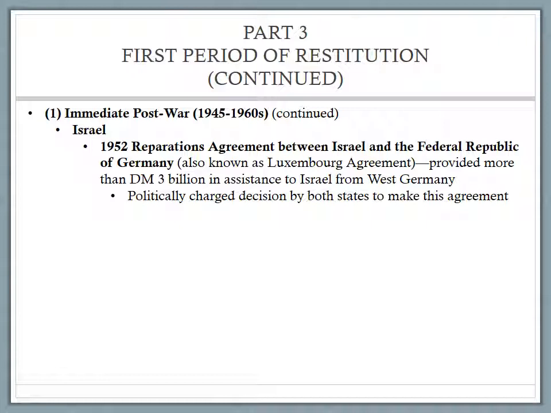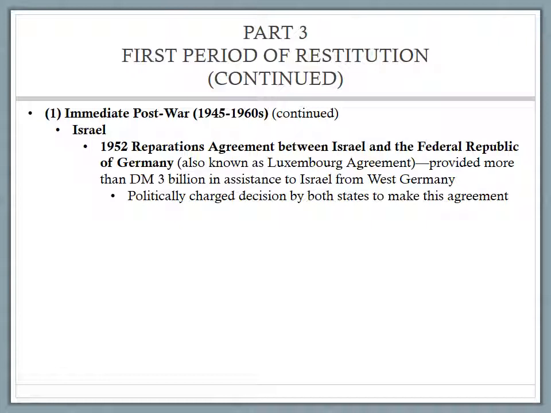No. Property had not been taken, but there was an important reparations agreement, the 1952 reparations agreement between Israel and the Federal Republic of Germany, also known as the Luxembourg Agreement, which provided more than 3 billion Deutschmarks in assistance to Israel from West Germany. Under the agreement, West Germany was obligated to pay Israel reparations for the absorption of 500,000 Holocaust survivors. Israel received the 3 billion Deutschmarks and much needed goods and services, and in return, Israel waived compensation claims for Jews living in Israel in 1952.